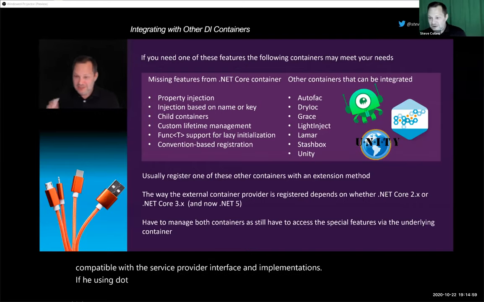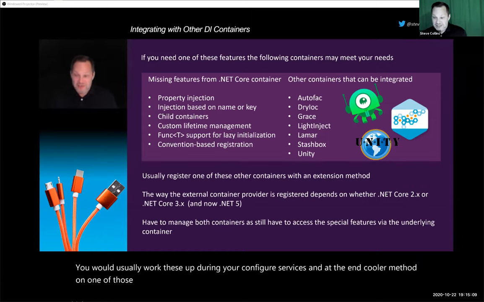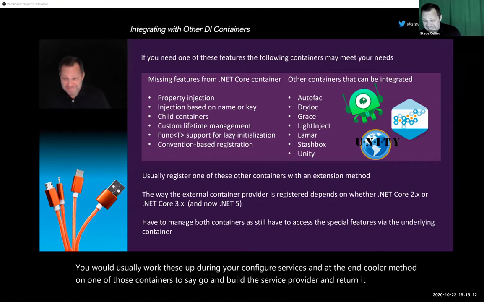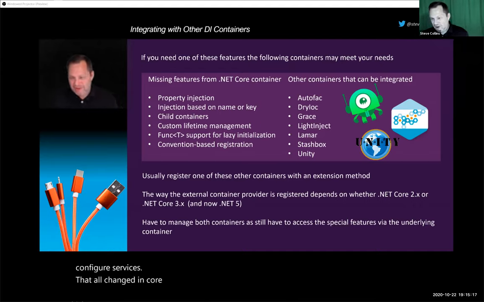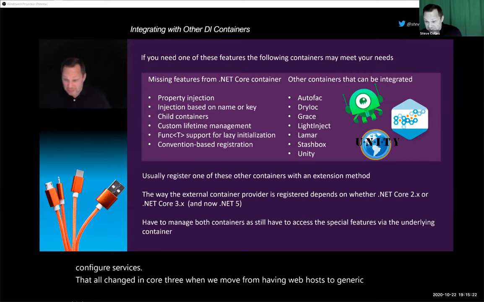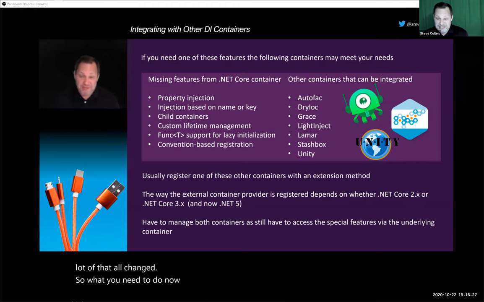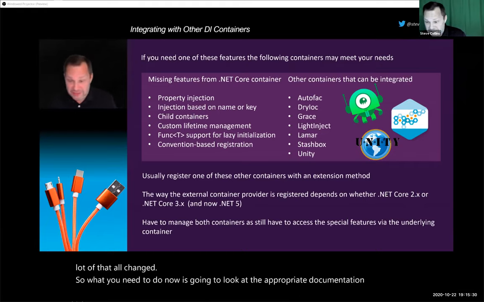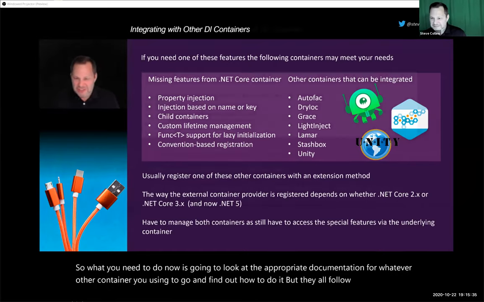If you were using .NET Core 2, you would usually wire these up during your ConfigureServices, and at the end, call a method on one of those containers to say, go and build the service provider and return it out of ConfigureServices. That all changed in Core 3 when we moved from having web hosts to generic hosts, and a lot of that changed. So what you need to do now is look at the appropriate documentation for whatever other container you're using to find out how to do it. But they all follow a similar pattern, which I'll come on to.